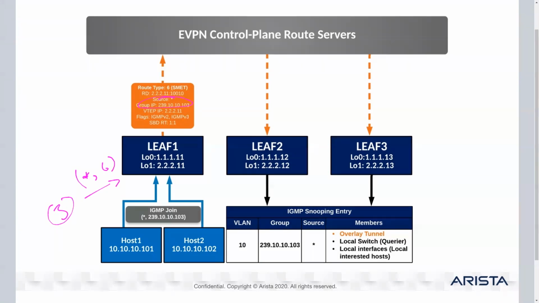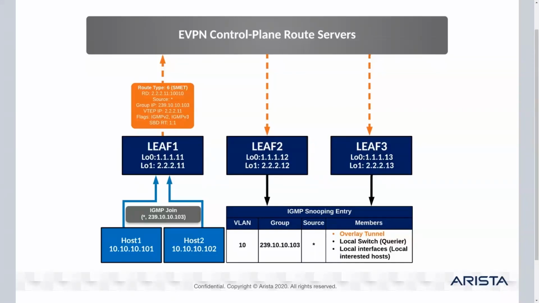So the question then becomes, is there a scenario where an additional type 6 route would be originated? And the answer to that is yes. So for example, if host 3 over here actually sent in a S comma G source specific multicast join via IGMP v3, then of course that doesn't align with what's in the existing type 6 route. Primarily here we have the star comma G. So for the S comma G, the SSM join, we would need to originate a new type 6 route for that particular join.